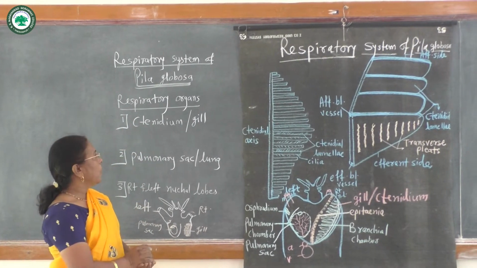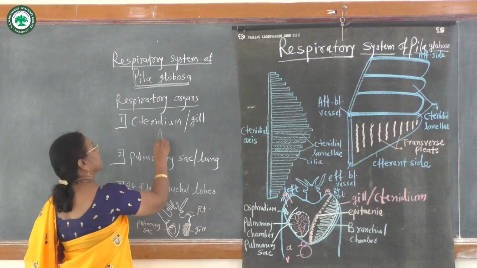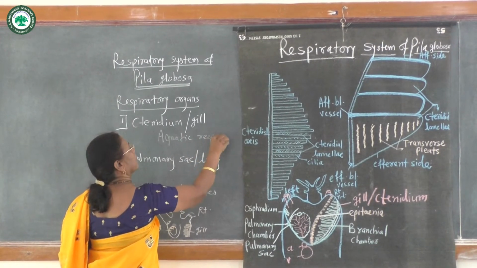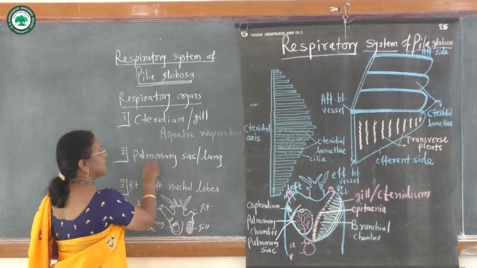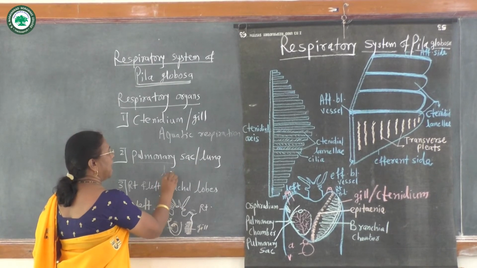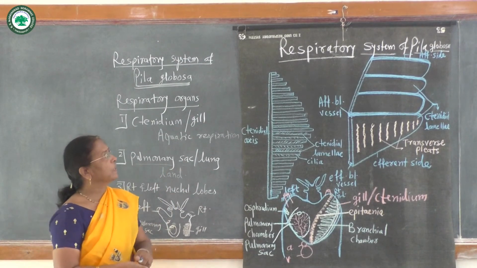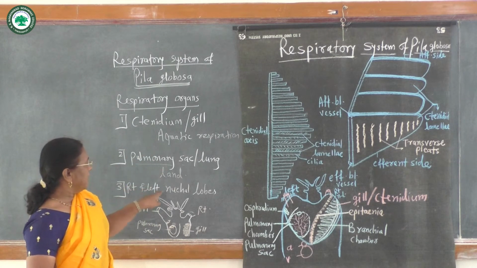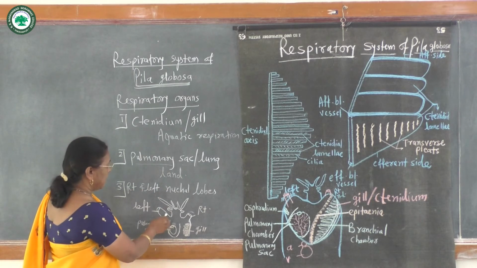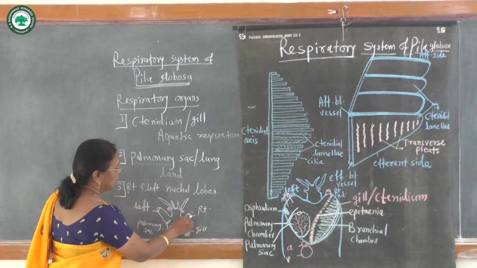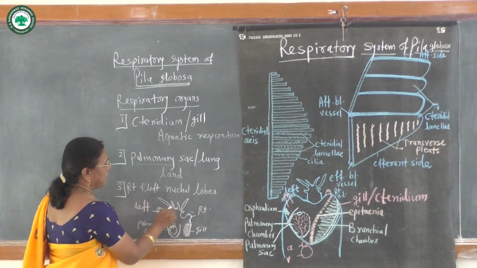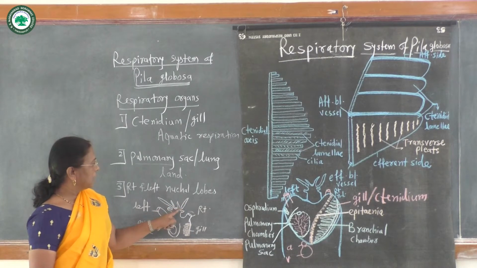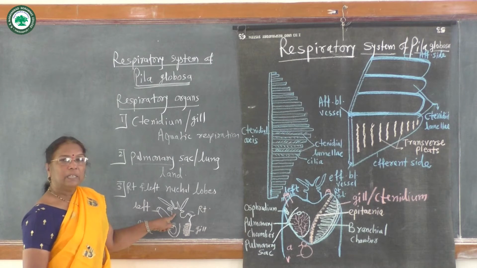First, the ctenidium or gill for aquatic respiration, and the pulmonary sac or lung for land or terrestrial respiration. Besides this, there are also right and left nuchal lobes. This is the left nuchal lobe, this is the right nuchal lobe, this is the mouth surrounded by a pair of tentacles. First pair of tentacles, second pair of tentacles, these are the eyes, this is the head.